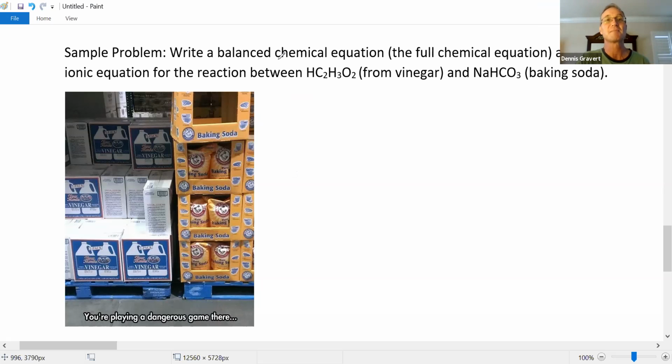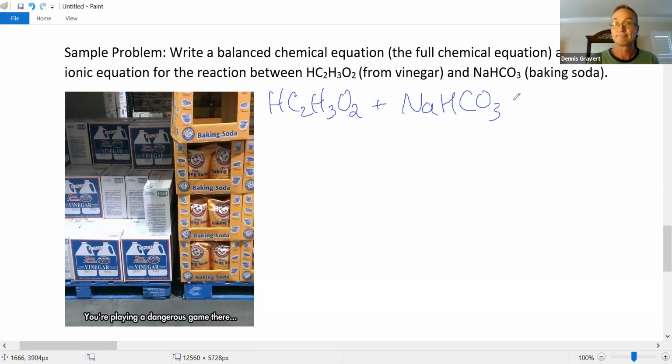Okay, so we're going to write the balanced chemical equation and the net ionic equation between the molecule found in vinegar, this container on the left, HC2H3O2, and baking soda, which is this packaged compound over there. And the chemical formula is sodium bicarbonate. It is.